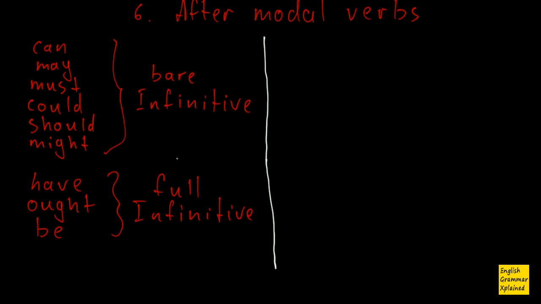After modal verbs, we use only infinitive. Only infinitive, guys. No other words. No adjectives. No nouns. No gerunds. Nothing. Just infinitive. That's it. Well, let me give some examples. I can play golf. That's it.